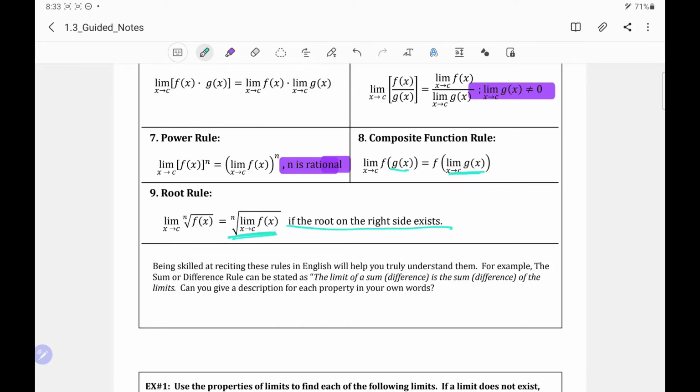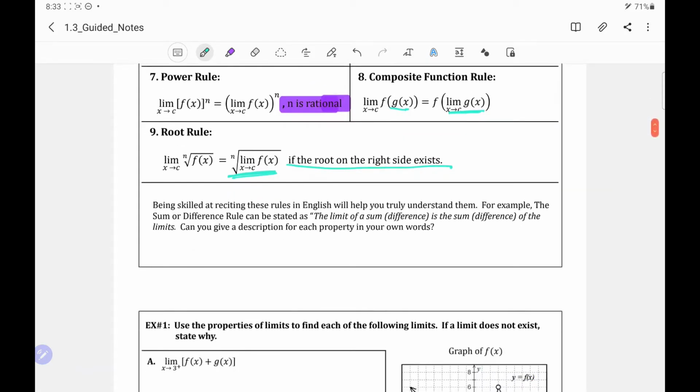Again, these are just some shortcuts that help us get our answers more simply than if we had to do the functions as they're originally stated. So, being skilled at writing these rules in English will help you truly understand them. For example, the sum or difference rule can be stated as the limit of a sum is the sum of the limits. Same thing for difference.